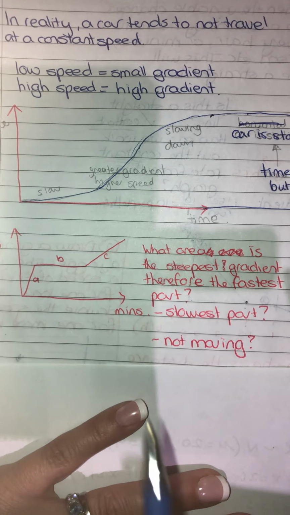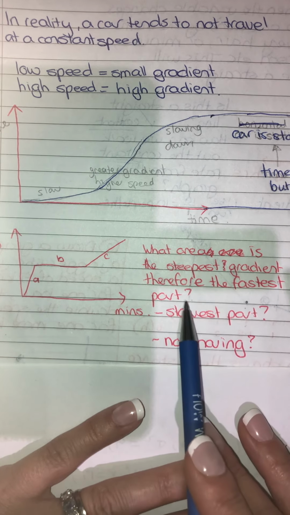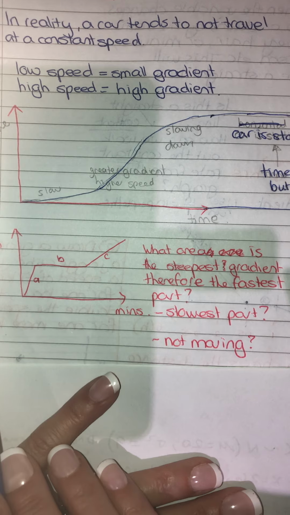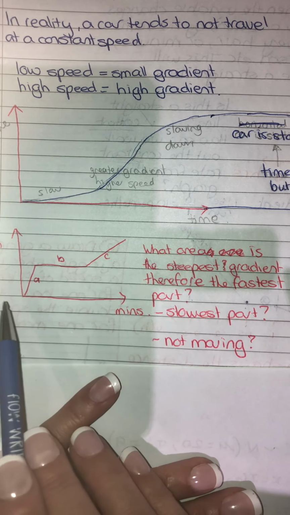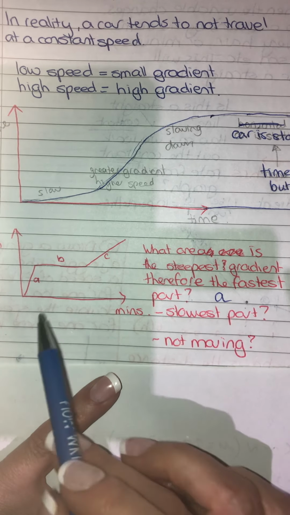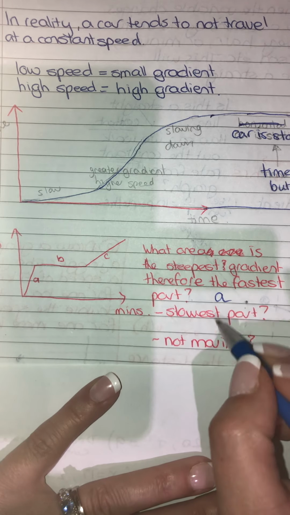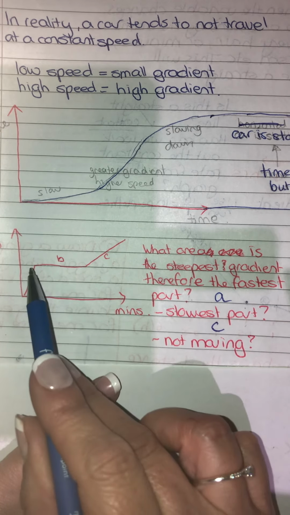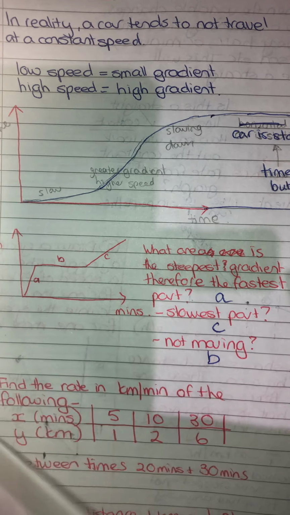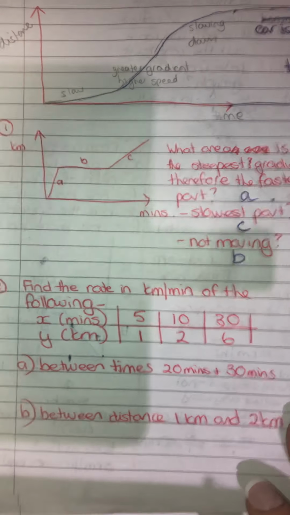All right, so what area is the steepest gradient, therefore the fastest part? A, B, or C? Hopefully you're looking at this and saying the steepest is the fastest. Well, the question says it, so the answer is A. Slowest part, still got to be moving, but it's not as steep. So that's going to be C. And not moving at all is our horizontal part, which is B. All right, we like those type of questions. They don't change very much. All right, what about the last type that you might get?